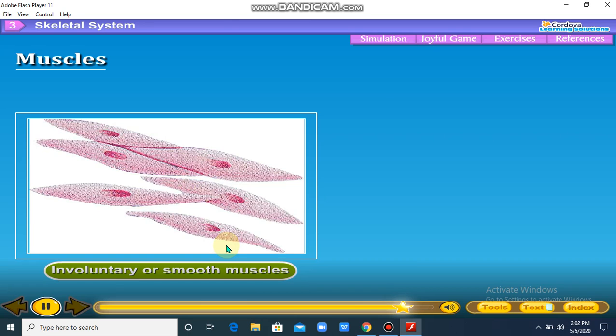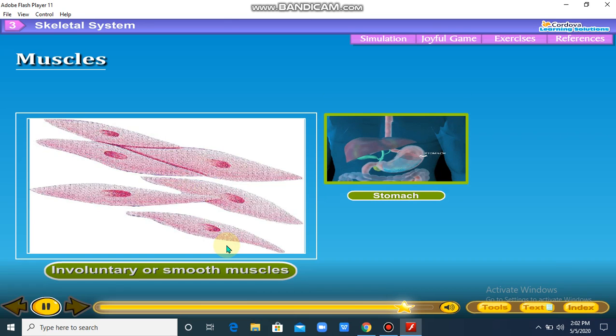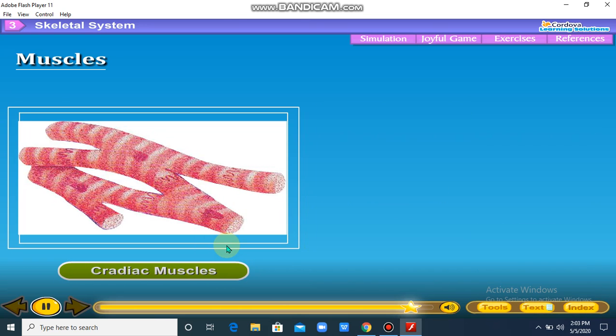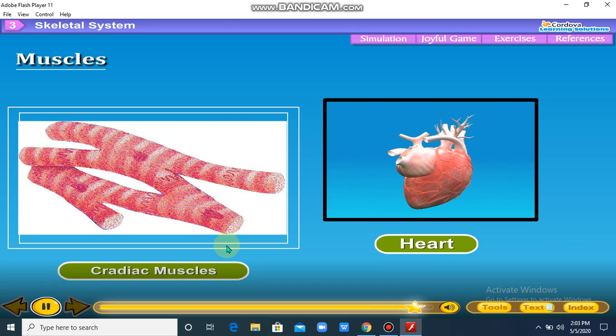The movement of food in alimentary canal, the flow of blood in blood vessels and the movement of eye muscles are some of the functions performed by involuntary muscles. 3. Cardiac muscles. These muscles are a type of involuntary muscles found in the walls of heart. They are also not under our control. They make our heart to beat. Unlike other types of muscles, the cardiac muscles work throughout our life and never get tired.